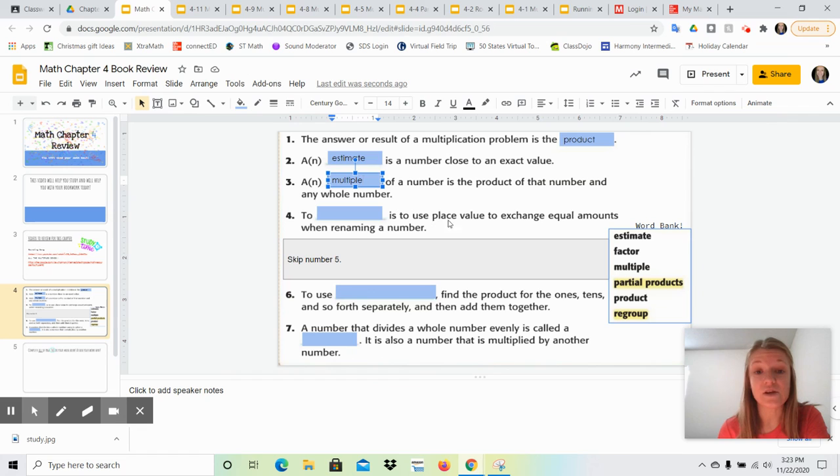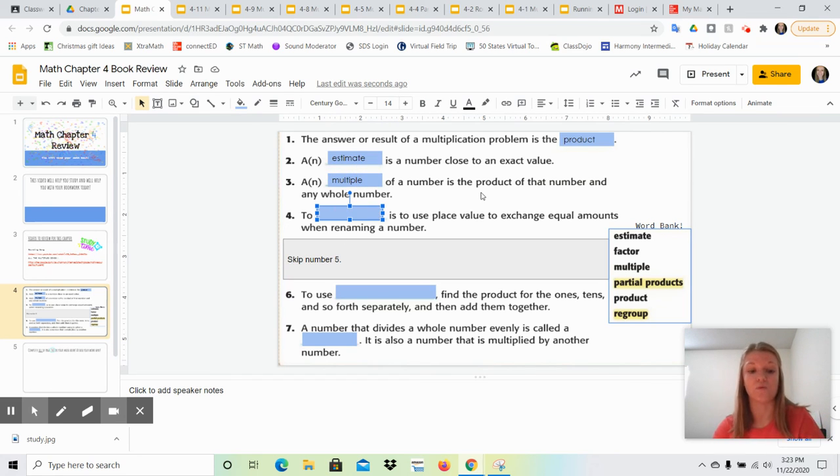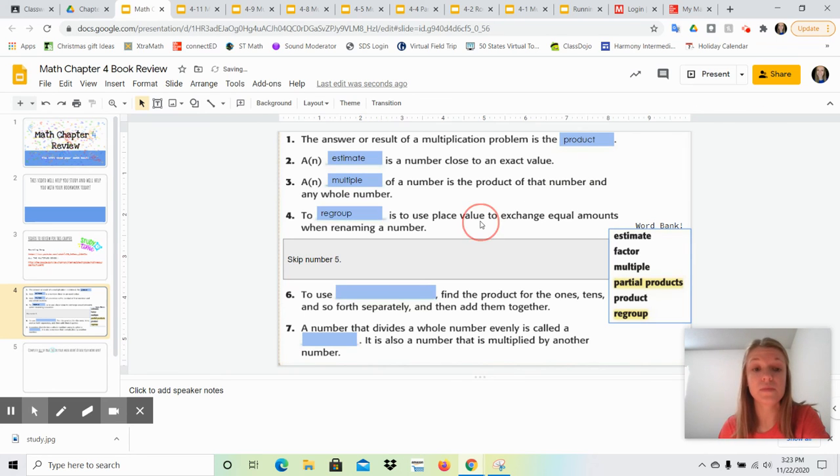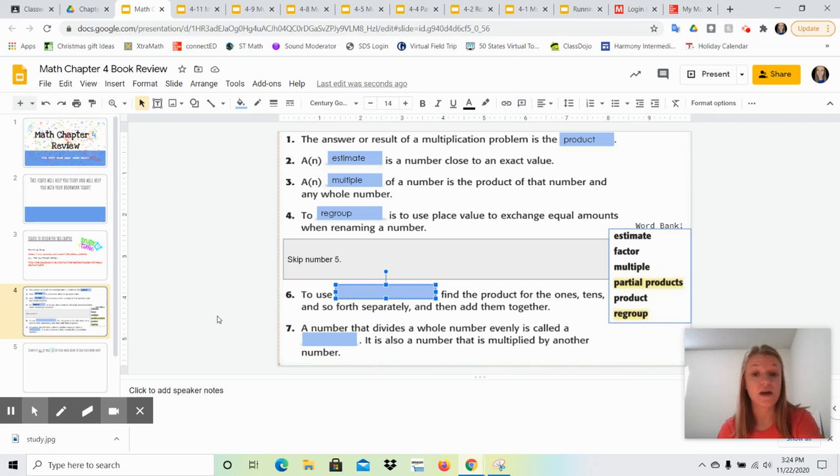To blank is to use place value to exchange equal amounts when renaming a number. Renaming must mean that I am regrouping. Oh, it's just regroup, sorry. Then we're skipping this one. So number 6, to use this means we'll find the product for the ones, tens, and so forth. So that is talking about place value. And then we'll add together the products that we get. Those are called partial products.